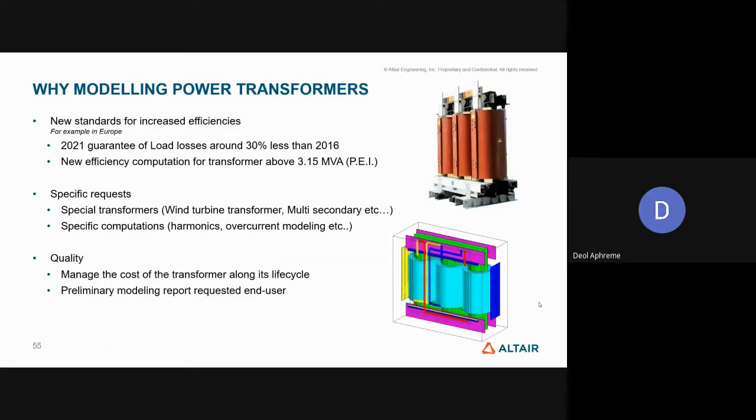So now let's just jump into power transformers. Like I said, we are expecting to increase efficiencies, and in 2021, the guarantee of load loss is around 30% less than 2016. As you can see, in a gap of 5 years, our load losses have to be reduced by around 30%. All this is thanks to simulation of these machines and understanding where these maximum losses occur. What is it in the design that is causing these components to have such huge losses?